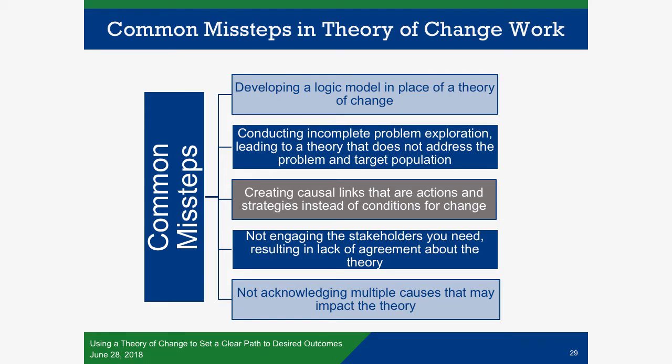So finally, a final common misstep is that teams don't have the stakeholders that they need and therefore don't get agreement and buy-in. So as we've noted, it can be helpful to have brainstorming sessions with stakeholders so that they can be actively involved in the development of a theory of change. And then also not acknowledging multiple root causes and how this may impact the theory of change. So as you all are aware, child welfare issues are complex and there are often multiple root causes for problems. So if these multiple root causes aren't considered in the development of causal links, then you may end up with an intervention that doesn't fully address the problem.